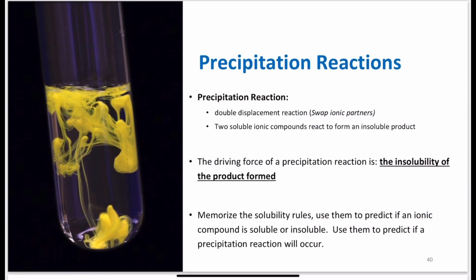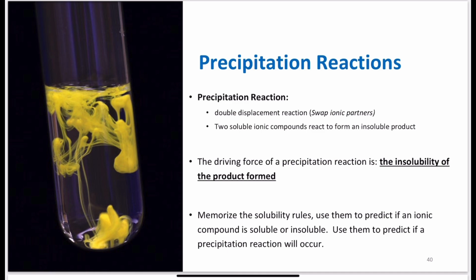So let's spend a little more time talking about a precipitation reaction. What is it? A precipitation reaction is a reaction where a solid forms from a double displacement reaction. So double displacement is where you swap ionic partners. I have two soluble ionic compounds, and they react to form some type of insoluble product. The driving force of this reaction, the whole reason it occurs, is the insolubility of that product formed. So the fact that the product formed is insoluble is what drives this reaction forward.